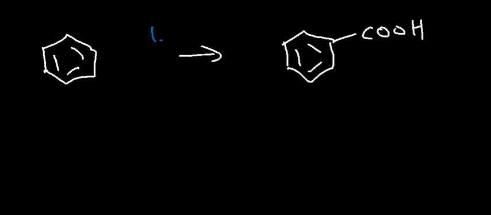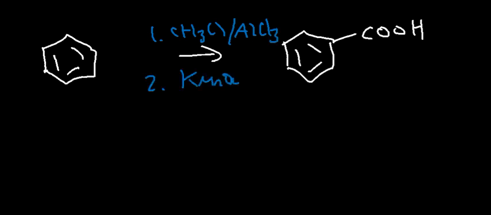Now, we've covered this one already. The first step was to add methyl chloride with the AlCl3 catalyst, and then oxidize it with potassium permanganate and H3O+.